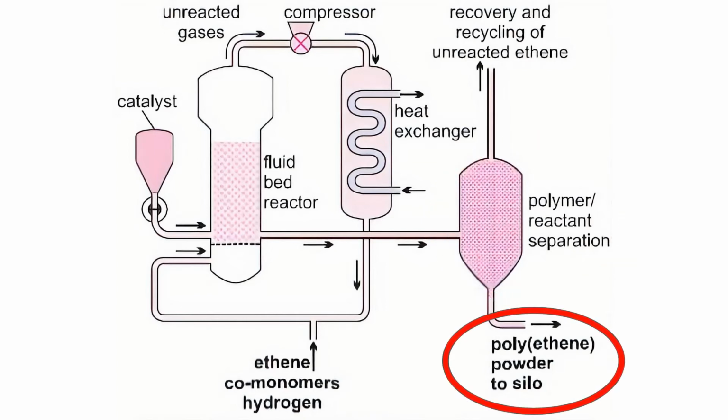Any excess ethene is cooled down, as the process is exothermic, and is recycled into the process again.